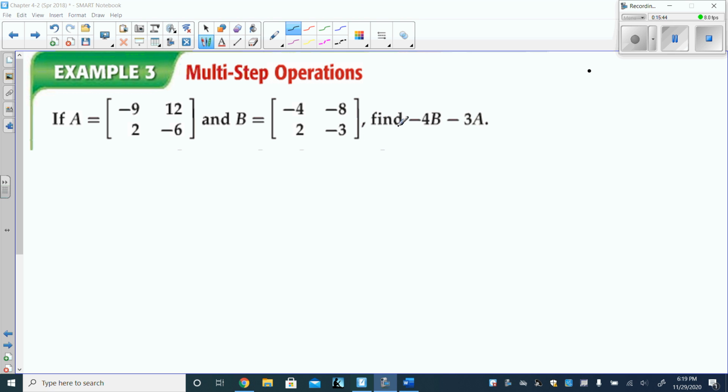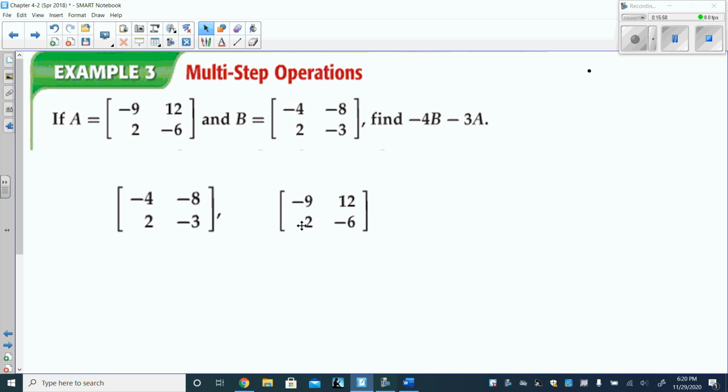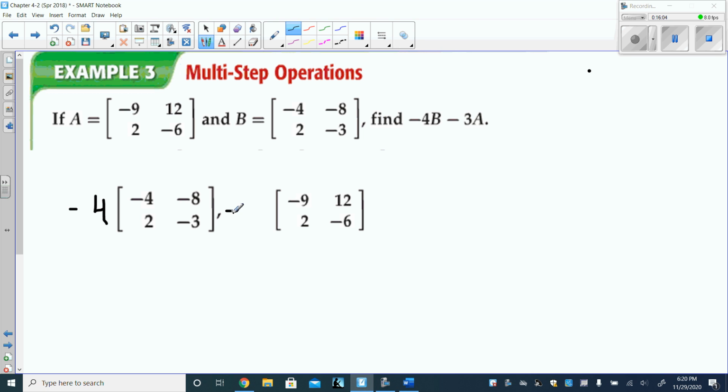Now the first thing we're going to do is, well, so we have negative 4B. So I'm going to cheat a little bit, and when I say cheat, I mean I'm just going to copy them. I'm going to take pictures of them so I don't have to rewrite these out. And what we're doing is negative 4 times our matrix B minus 3 times our matrix A.